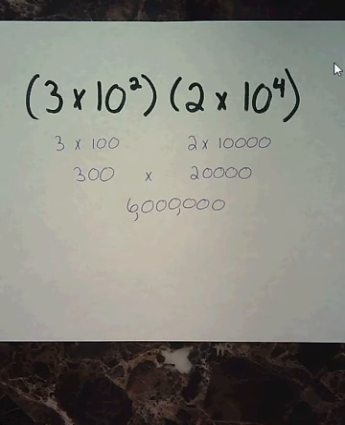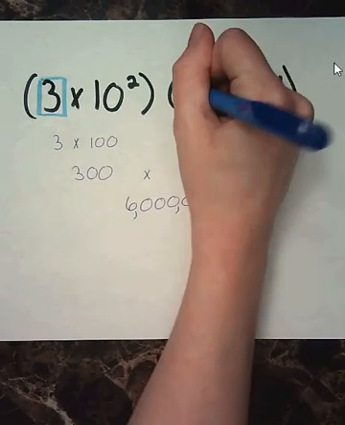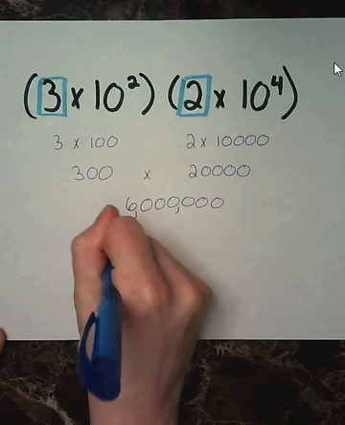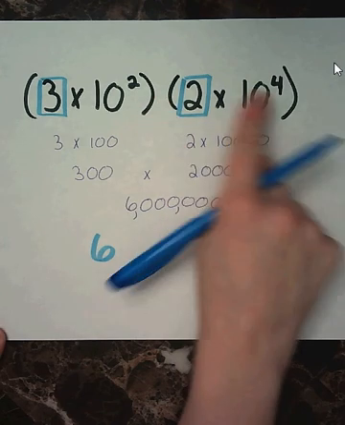Now, multiplying with scientific notation is actually pretty easy. So if you notice, we could take our two numbers, which in this case are a 3 and a 2, and we can multiply them. So 3 times 2 would be 6. I'm going to use the highlighter here. And then we could actually use this scientific notation.